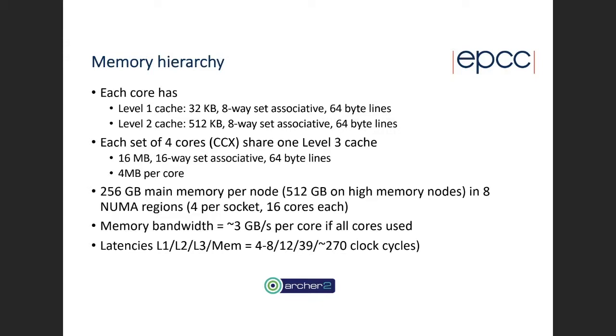The memory bandwidth amounts to about 3 gigabytes per second per core if all the cores are being used simultaneously. Which is actually slightly on the low side compared to some other current processor designs. So the memory bandwidth per core is not particularly large, and that is a limiting factor for some applications.